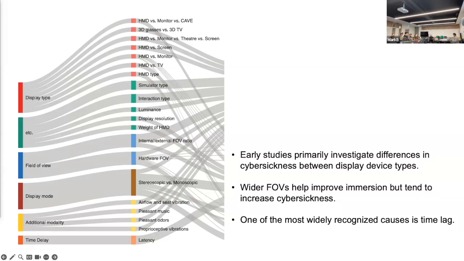Also, one of the most widely recognized causes is the time delay between the HMD and human perception. When a human turns their head, for example to the left side, the virtual image through the HMD should also follow accordingly, but somehow there's a lag between their motion and the virtual scene, and this kind of discrepancy can also induce cybersickness.